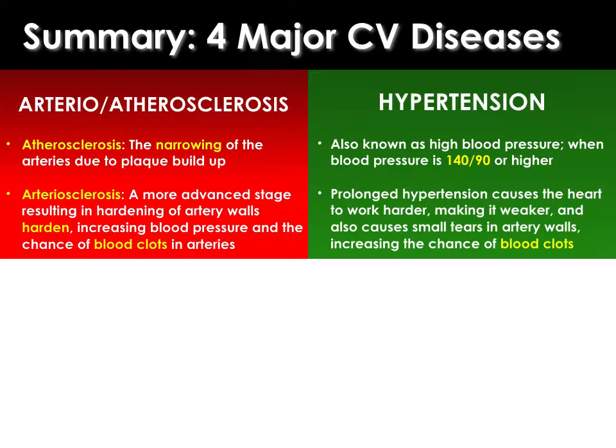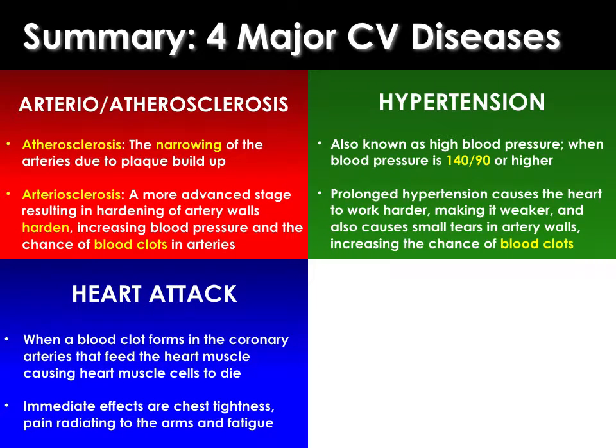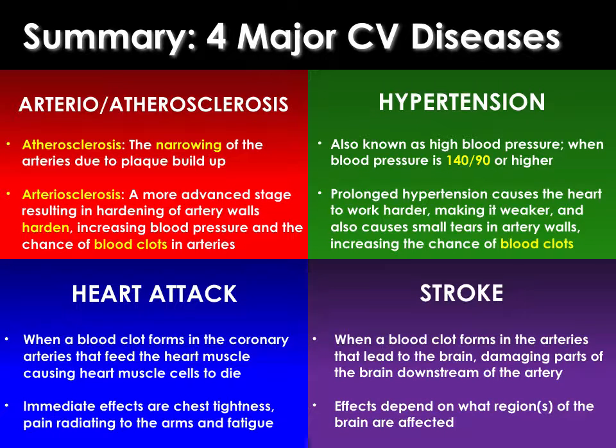Prolonged hypertension causes the heart to work harder, which actually makes it weaker and can cause small tears in the artery walls. Heart attack is when a blood clot forms in the coronary arteries that feed the heart muscles, and that causes the heart muscle cells to die. Finally, stroke is when a blood clot forms in the arteries that lead to the brain, damaging part of the brain downstream of the artery.